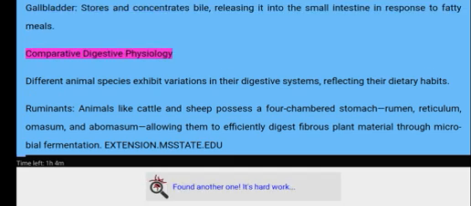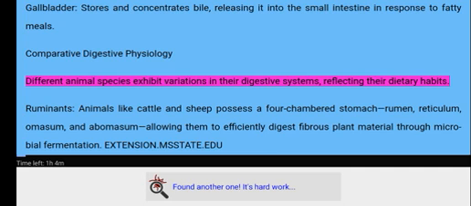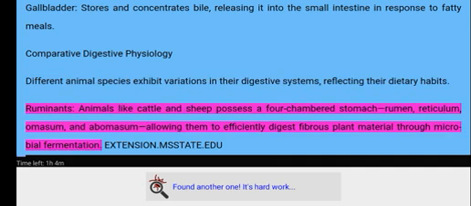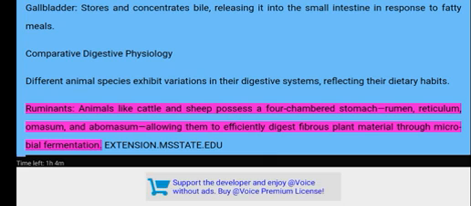Comparative digestive physiology. Different animal species exhibit variations in their digestive systems, reflecting their dietary habits. Ruminants. Animals like cattle and sheep possess a four-chambered stomach, rumen, reticulum, omasum, and abomasum, allowing them to efficiently digest fibrous plant material through microbial fermentation.